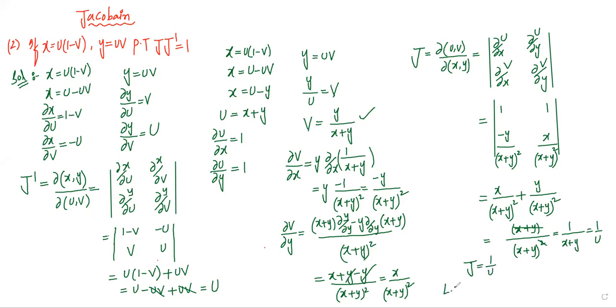So on the left hand side, what is it? J dash, which is equal to, j value is 1 by u, into j dash value is u. Both of them cancel. The answer is 1. Understood?